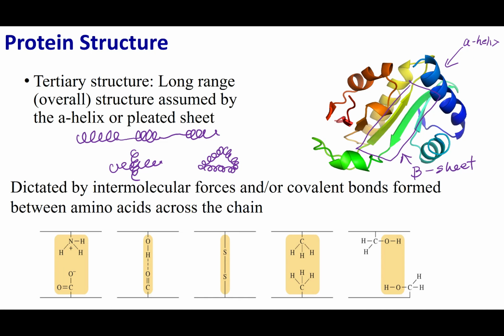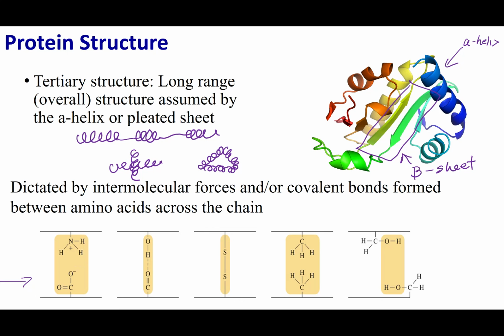So this description is all tertiary structure. It is telling you how an alpha helix interacts with another alpha helix, or how an alpha helix interacts with a beta sheet, or a beta sheet interacting with another beta sheet. Now, the tertiary structure is determined by the R groups on my amino acids. So what you guys see here are all the amino acids R groups and how they can interact.